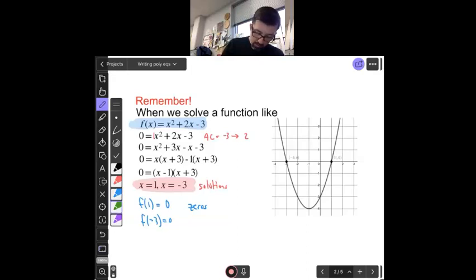And the last thing was, if I said 1, 0 and negative 3, 0, those are coordinates on a graph, and those are coordinates on the x-axis. Those are x-intercepts.